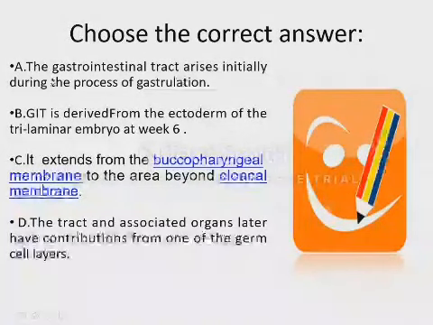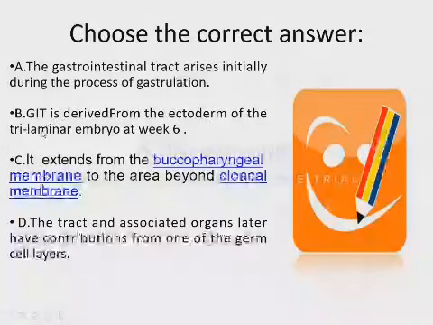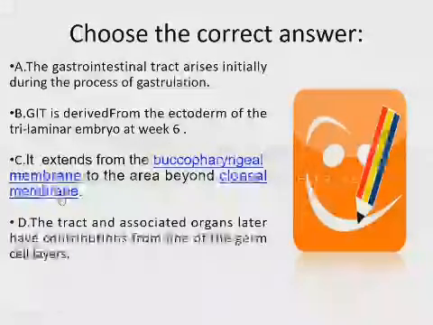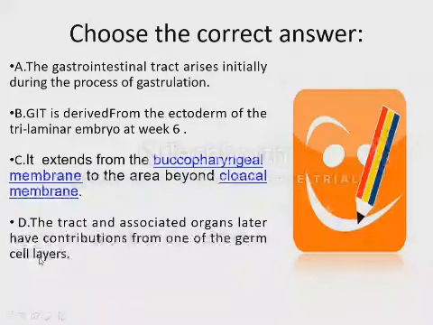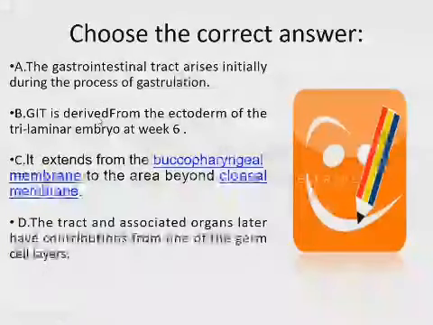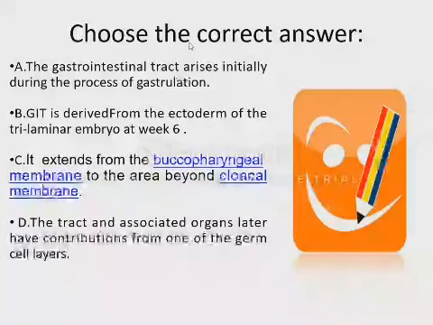Choose the correct answer. Number 1. A, the gastrointestinal tract arises initially during the process of gastrulation. B, GIT is derived from the ectoderm of the trilaminar embryo at week 6. C, it extends from the buccopharyngeal membrane to the area beyond the cloacal membrane. D, the tract and associated organs later have contribution from one of the germ cell layers. So choose the correct answer, A or B or C or D.